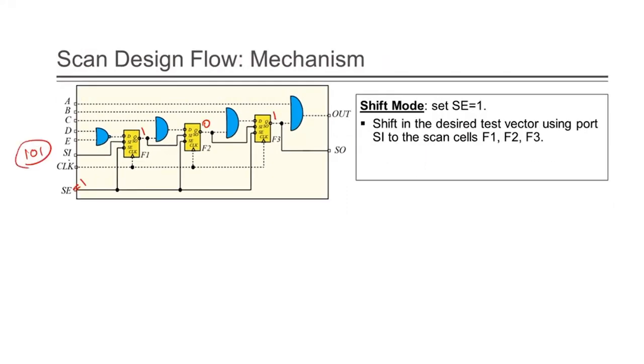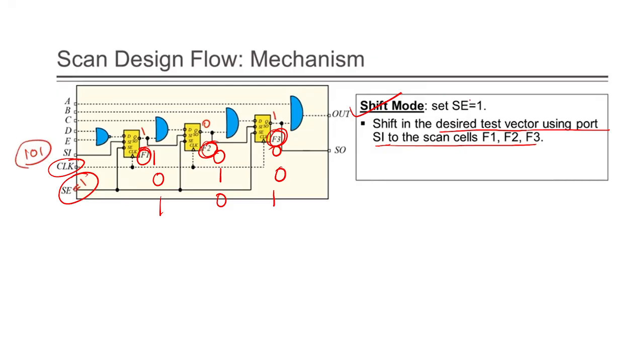As I told you, shift mode means that when SE equals 1, it is operated in shift mode. Suppose 101 is there. Depending on the clock period, it will be shifted. First you get 1 0 0, on the second clock pulse 0 1 0, and on the third clock pulse you get 101. So the desired test vectors are shifted in using the port SI through the scan cells F1, F2, and F3. This is the mechanism of shift mode.